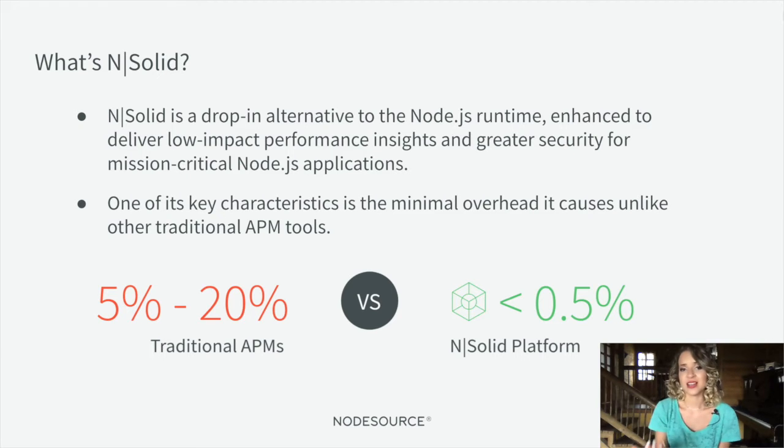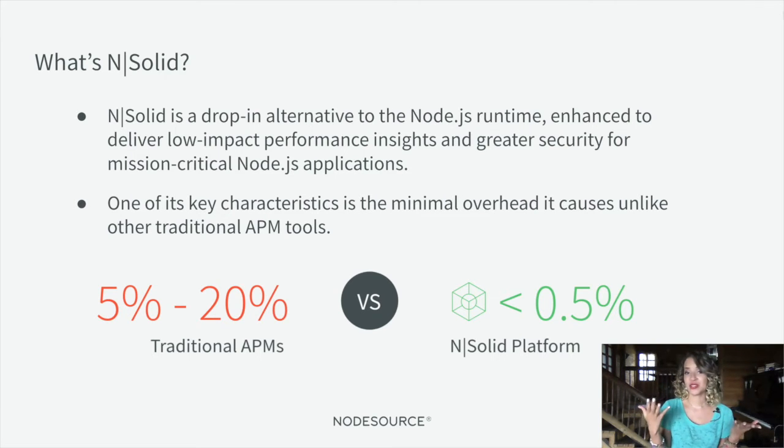So, what is NSolid? NSolid is a drop-in alternative to the Node.js runtime. In other words, it's the same Node.js that you're familiar with, but it's augmented to deliver unparalleled insights and greater security for Node.js applications without any performance impact. One of its key characteristics is the minimal overhead it causes, unlike any other traditional APM tools. Plus, it doesn't require any instrumentation of your code, saving organizations a lot of time and costs.